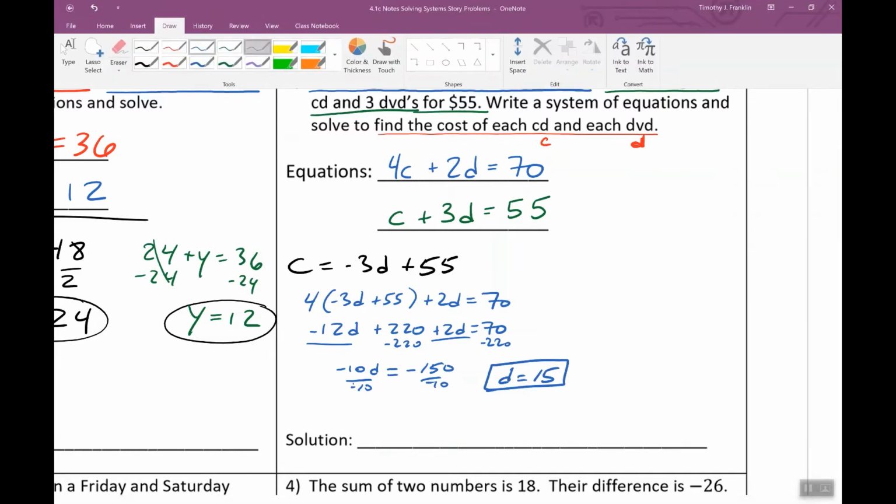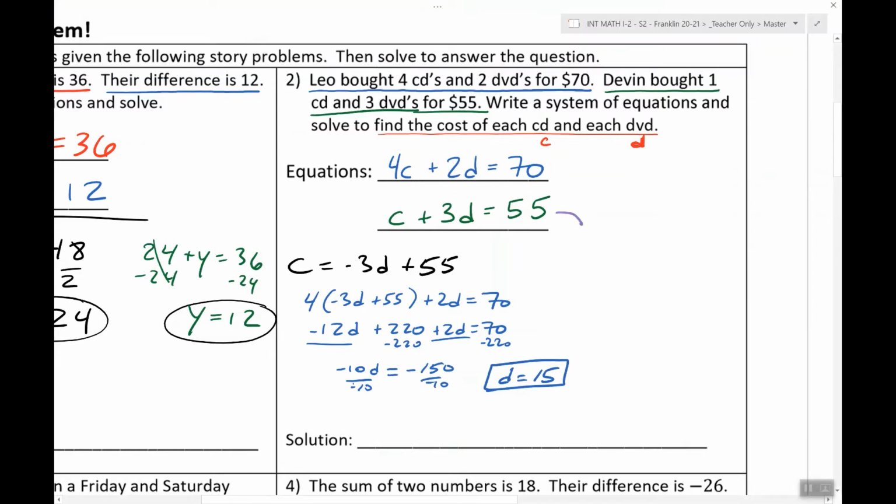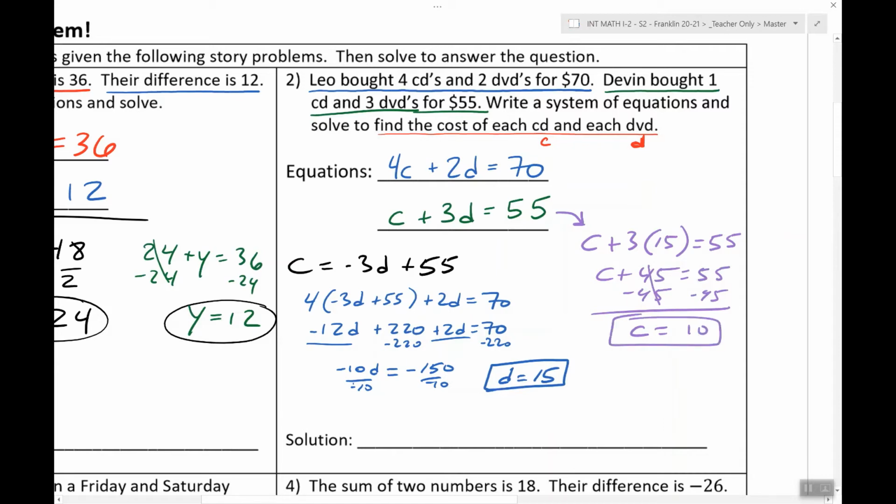But now we have to find the cost of a CD. So let's go ahead and put that into this one. C plus 3 times 15 equals 55. So C plus 45 equals 55. Subtract 45. And C equals 10. The cost of a CD is 10.